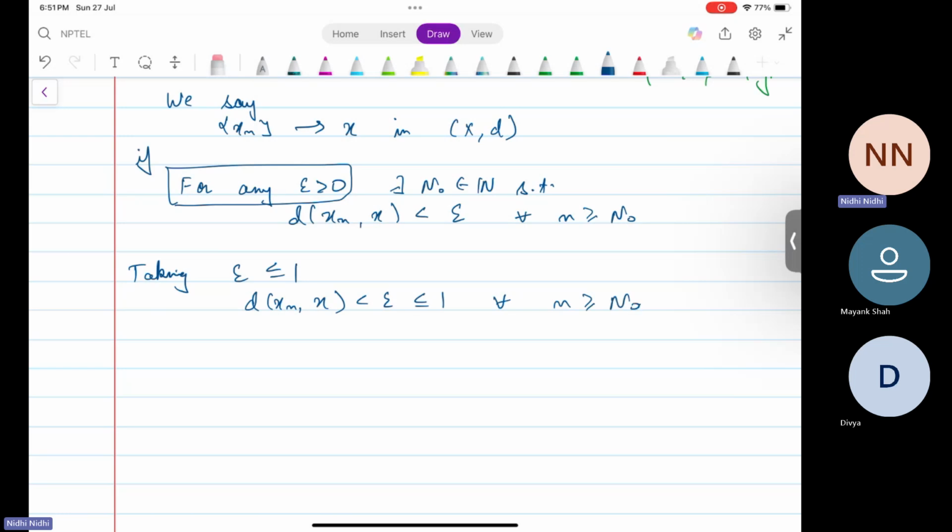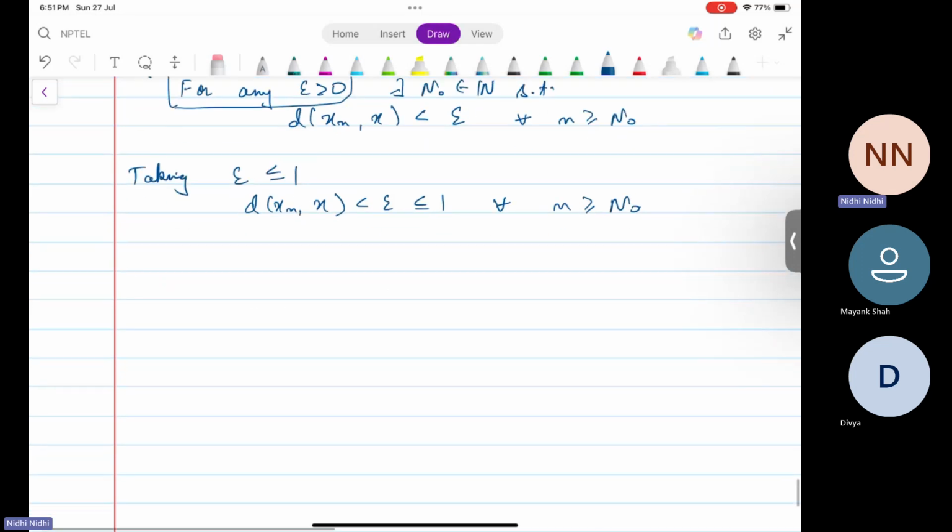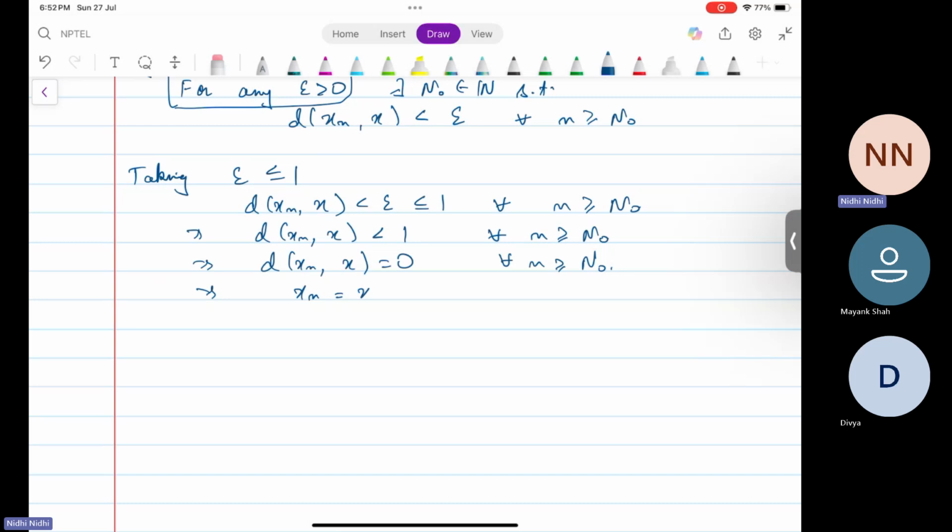Now this d is the discrete metric, and discrete metric can have values either 0 or 1. In this case, they are saying that d(x_n, x) is strictly less than 1. That means it should be 0. Otherwise, we don't have any other choice. So this implies d(x_n, x) is strictly less than 1 for all n greater than or equal to n naught, and hence d(x_n, x) is equal to 0 for every n greater than or equal to n naught. Now this happens only if x_n is equal to x for every n greater than or equal to n naught.